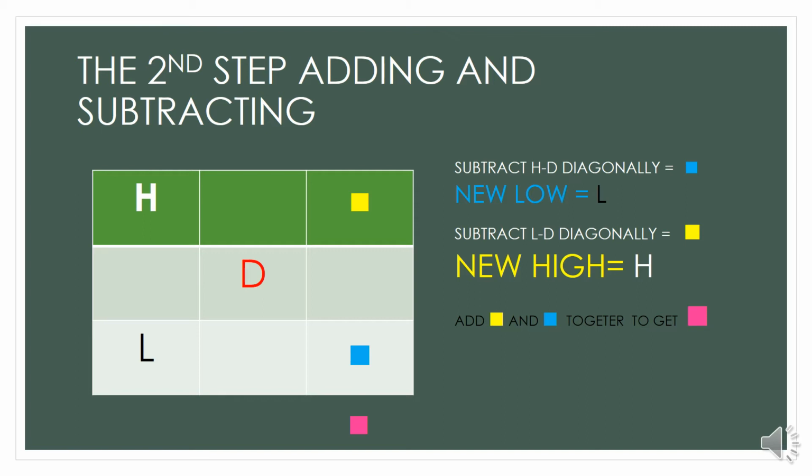And then you add your new high and your new low together to get a total sum. You subtract the L from D and you get a new high. You subtract the H from D and get a new low. Even though you subtracted the H from the D, because it's across from the L in the grid, that is considered your new low, as well with the same thing as your new high. Very important step.